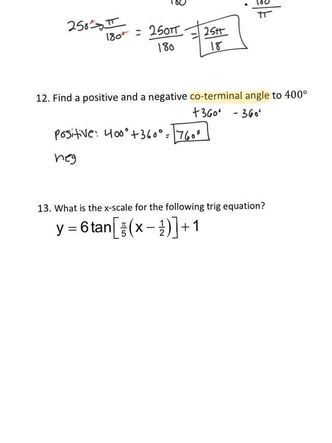For the negative coterminal, I'm going to take my 400 degrees and subtract 360. When I do that, I get 40 degrees. That number of 40 is still positive. It wants a negative number. So I'm going to subtract 360 degrees again and get negative 320 degrees, and that's a negative number. So that's my negative coterminal angle.